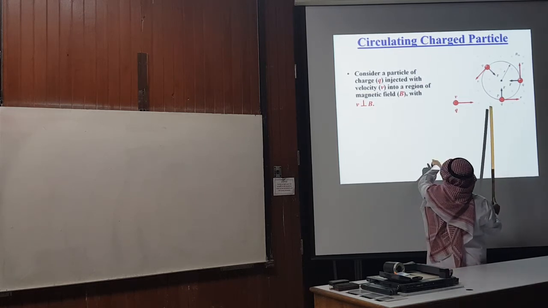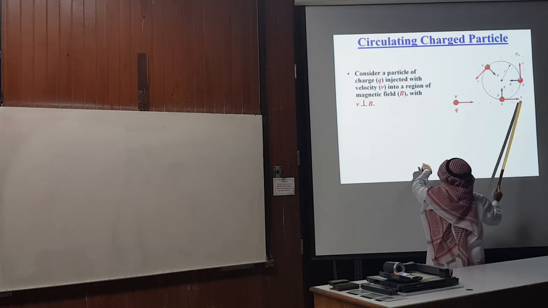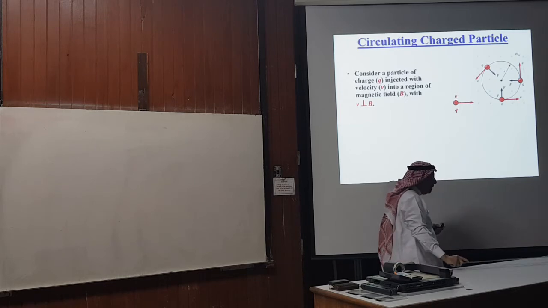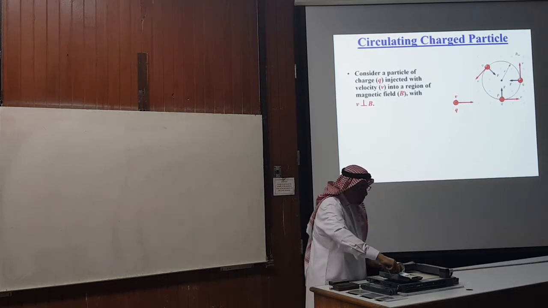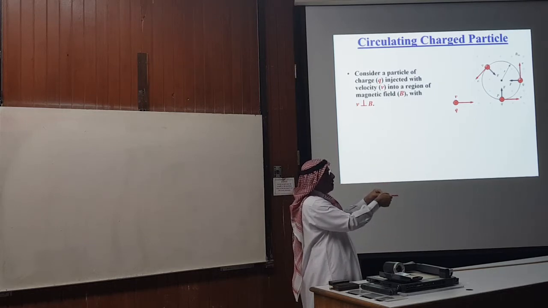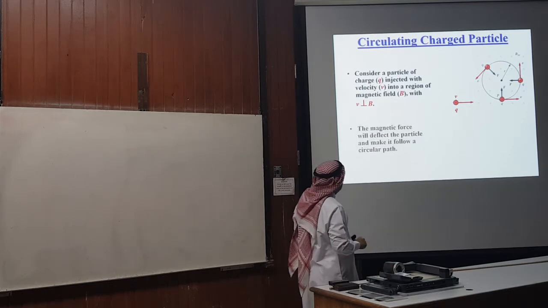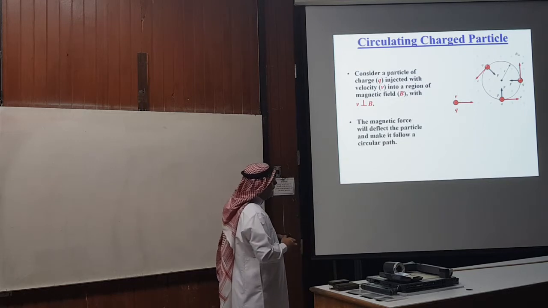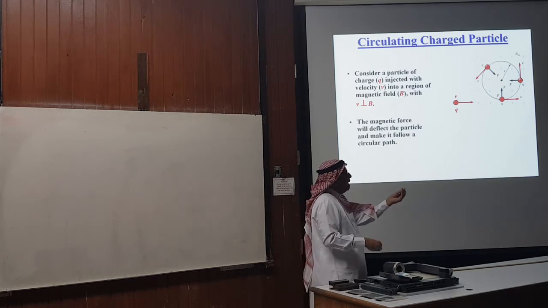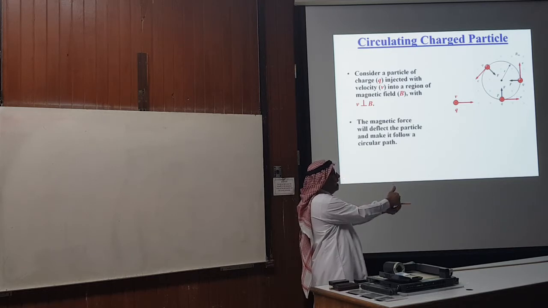So we consider a particle of charge Q injected with velocity V into a region of magnetic field B with the velocity of the particle perpendicular to the field. The field is into the page. Okay, here is the field, it's into the page, and here is the velocity of the particle. So they are perpendicular to each other. The magnetic force will deflect the particle. Okay, what is the magnetic force? QV cross B. So here is B, it's into the page, and here is V. Okay, here are the two vectors. V cross B is upward.